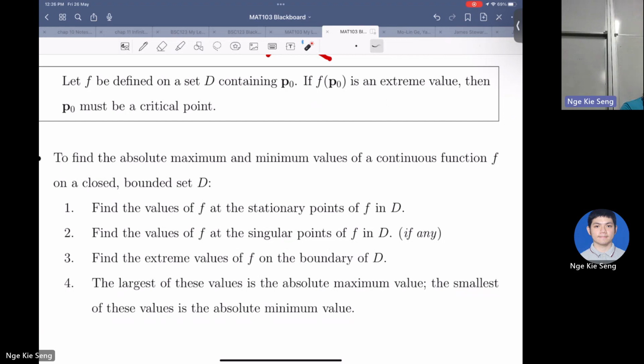So the largest of these values is obviously the absolute maximum value, right? Because it's greater than every one of them. The smallest of these values is the absolute minimum value. So you need to check all these to determine the absolute maximum value. Okay, talk so much. So let's do one example.